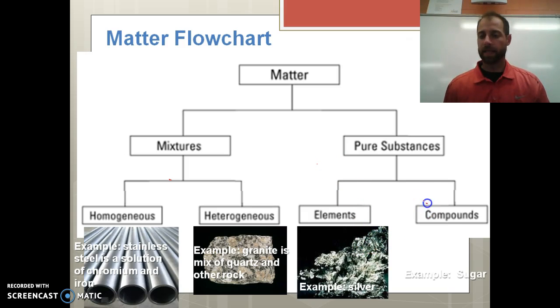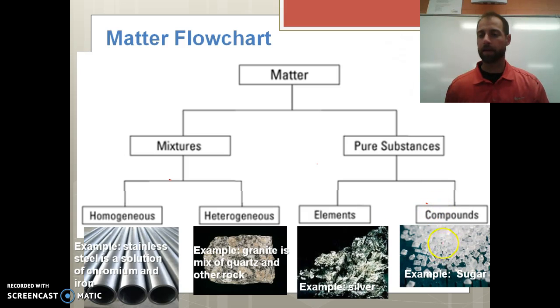And then finally, we have compounds. An example of a compound that we're well aware of is sugar. All table sugar is going to have the combination of 6 carbons, 12 hydrogens, and 6 oxygens. And it doesn't matter what type of table sugar, how big the grain is, it's always going to be in that ratio. And they're going to be linked together chemically.